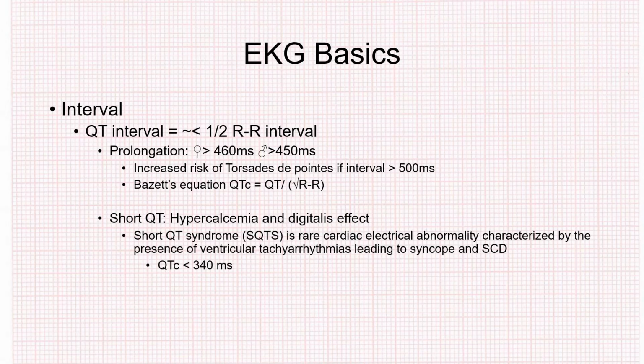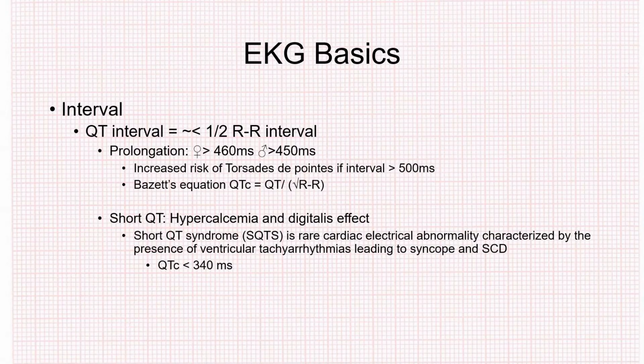Short QT intervals can be caused by things like hypercalcemia as well as digitalis effects. And then there's short QT syndrome, which is a rare electrical abnormality characterized by the presence of ventricular tachyarrhythmias leading to syncope and sudden cardiac death. So if somebody had a syncopal episode, this would be something to screen them for: short QT. And this would be a QTC measuring less than 340 milliseconds.